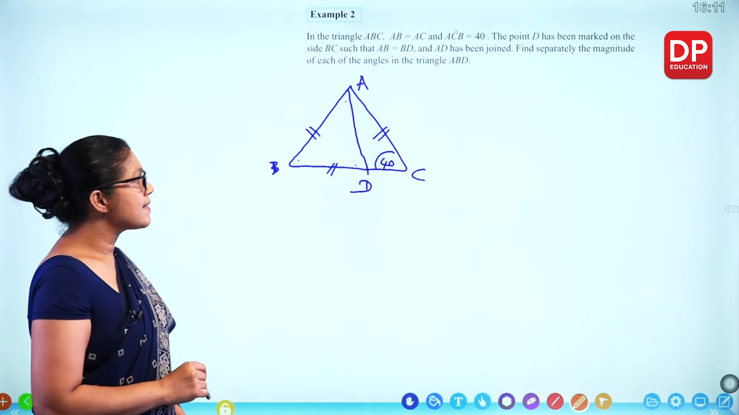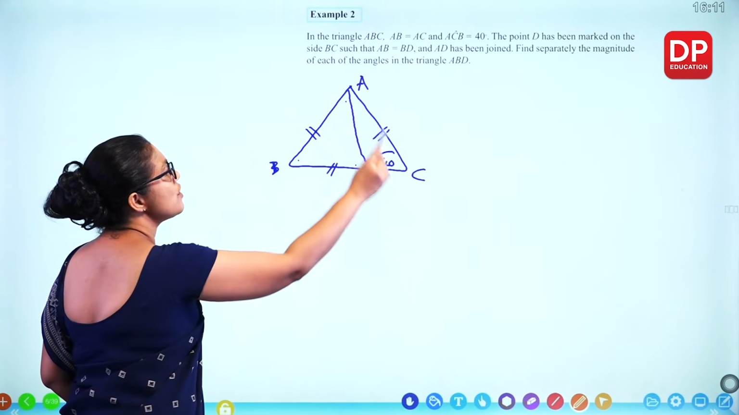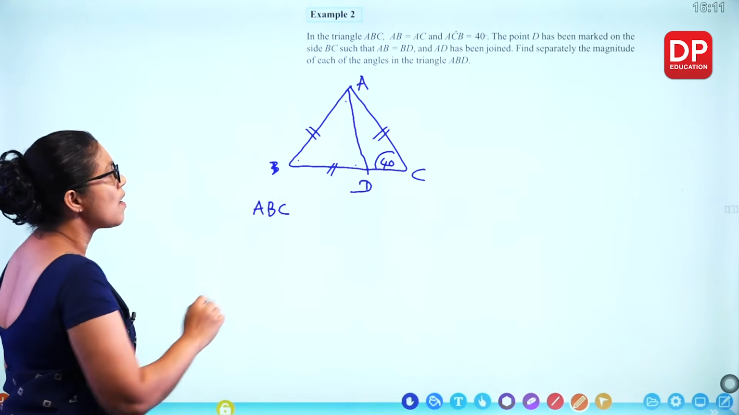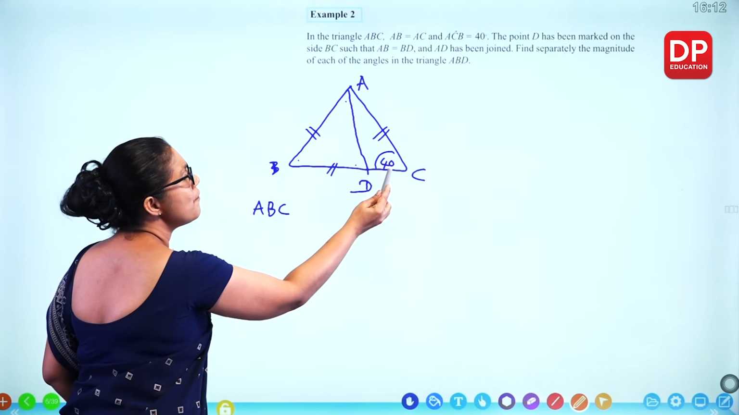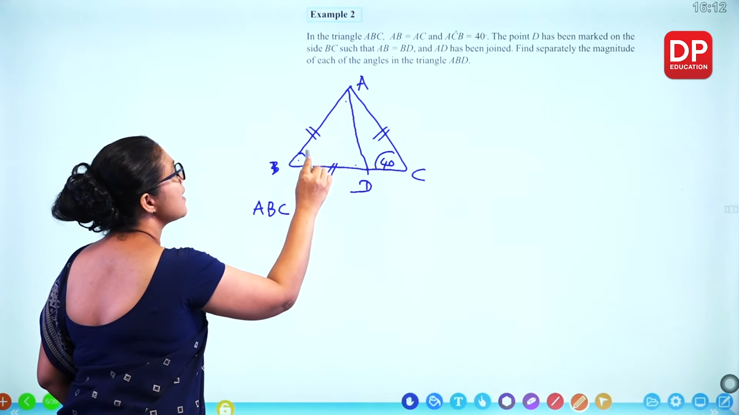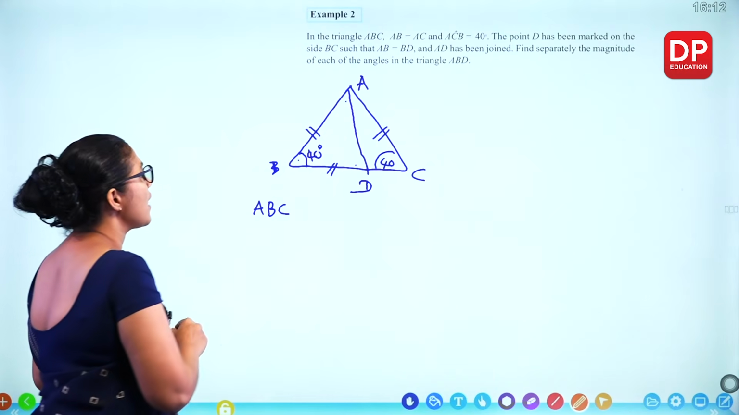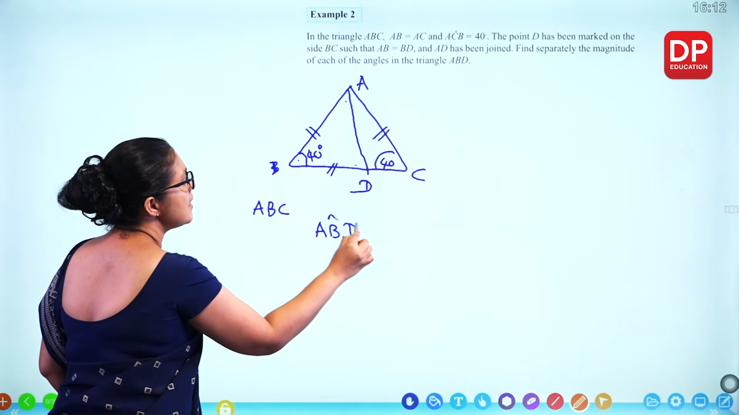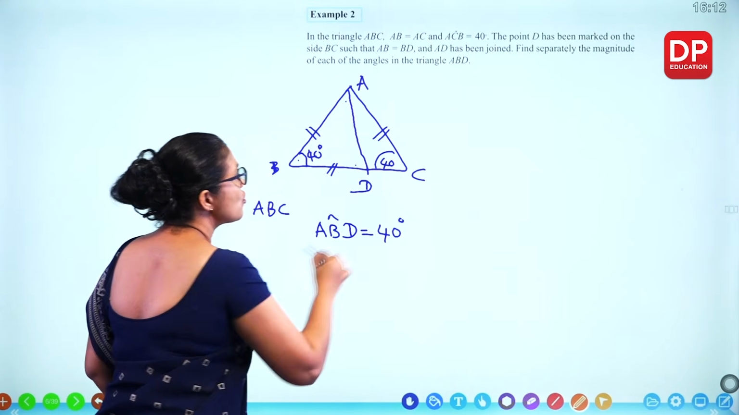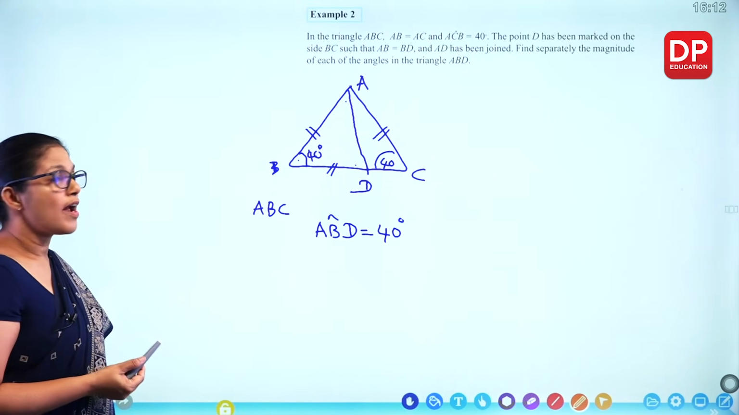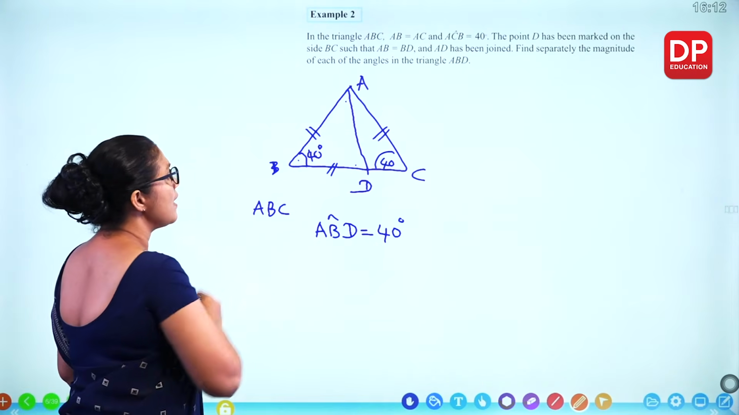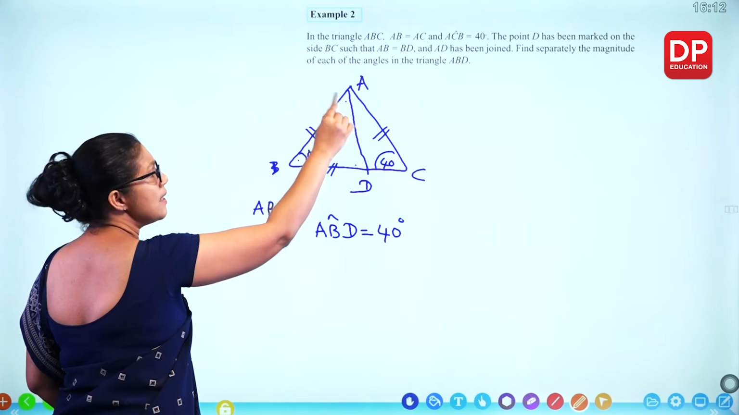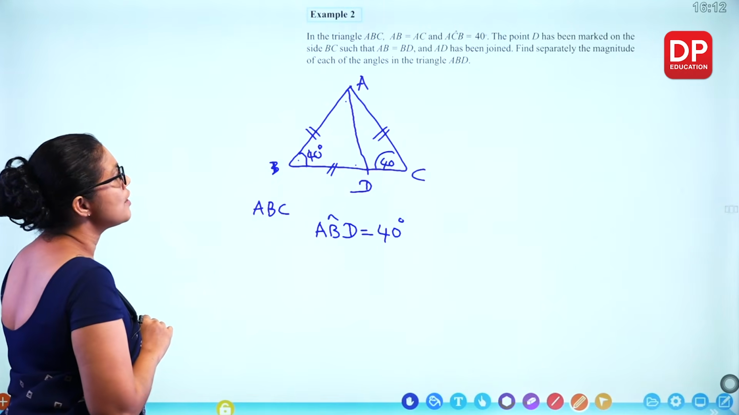So how can we start? Now can you see when you take ABC triangle, two sides are equal. So if this is 40, this angle also is 40. So you can straight away write ABD angle is 40 according to the isosceles triangle. So here, if this is 40, now think about ABD triangle. What can you say about that?